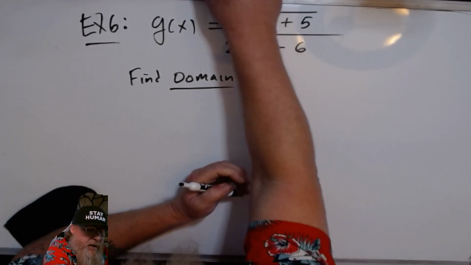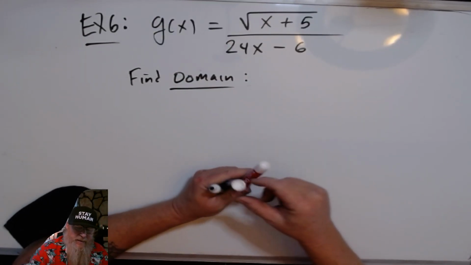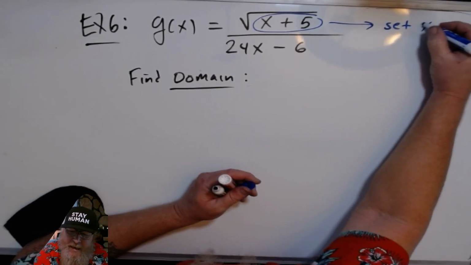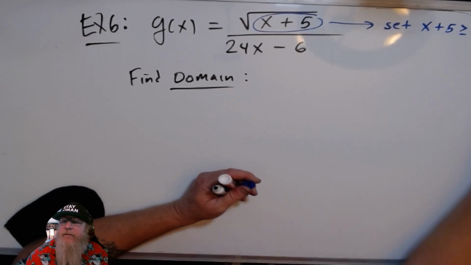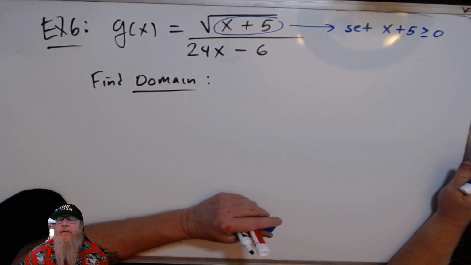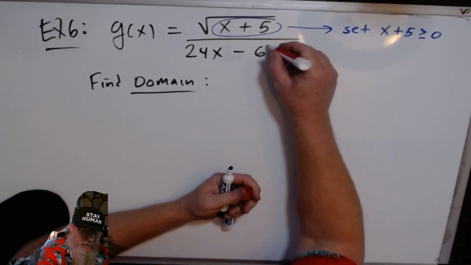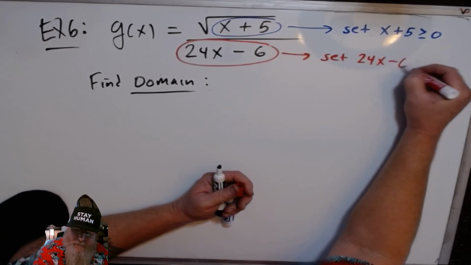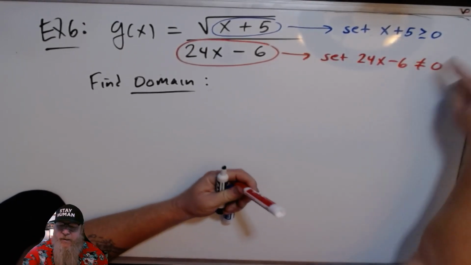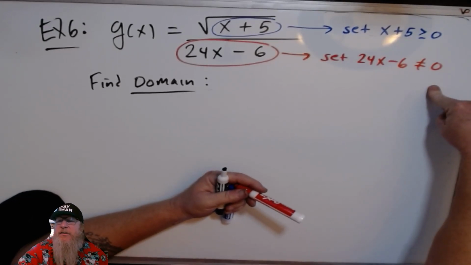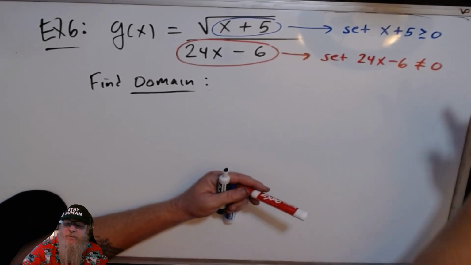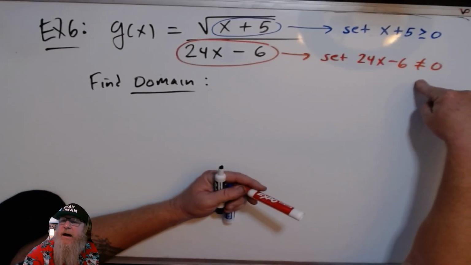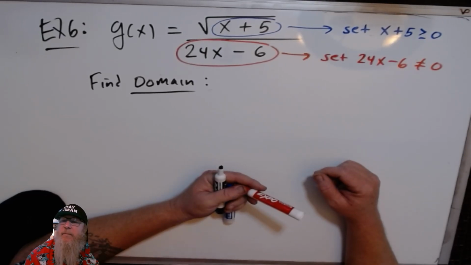All right, so in this one we have two different things going on. We've got an even root. So we're going to set the radicand greater than or equal to 0. And then we've got an excluded value, not equal to 0. So this is an inclusion, and this is an exclusion. So in other words, when we're done with this, we're going to include all the numbers that come from x plus 5 is greater than 0, and then we're going to throw out any number that causes the denominator to be 0.